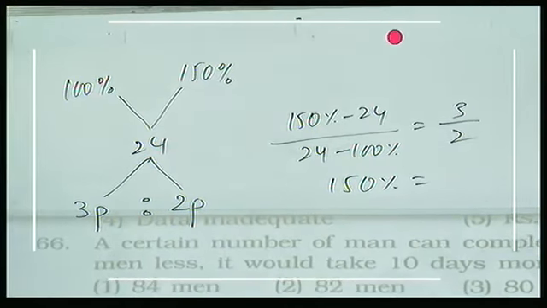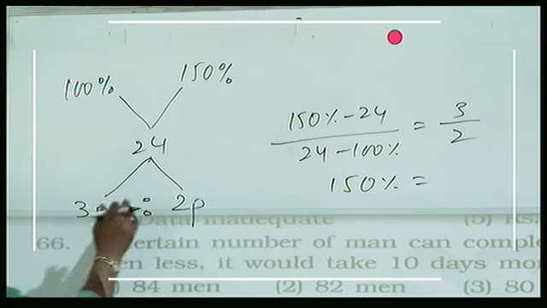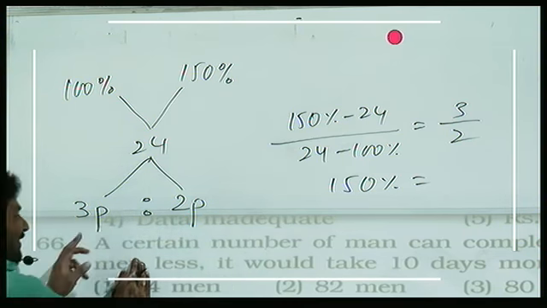How much is 150%? Need not calculate that. It should be in the ratio 3:2. Values will be either 3:2 or 6:4 or 9:6, something like that. Yes or no? If it is 3:2, difference between these two numbers should be equal to 3. In that case, you should have 27. Difference between these two numbers is 2. Hence it should be 22.